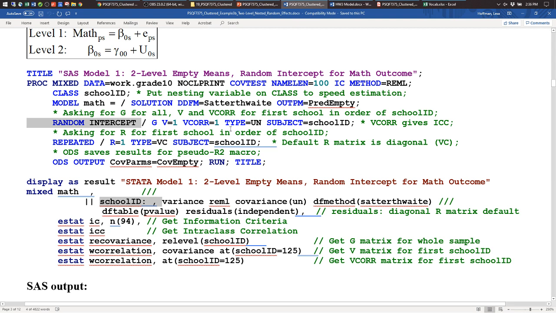Options are after the slash in SAS, and I am asking for the G matrix to be printed. I am also asking for the V matrix and the correlation version of it for the first group in my data set. Each group gets their own predicted V based on their sample size. So this will vary based on which group you have.